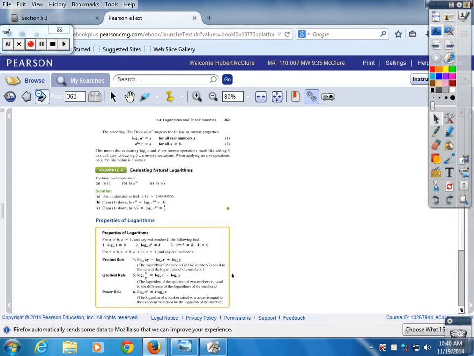Properties of logarithms. There they are right there. And you need to make these notes right here. These are numerical rules. Write those down. There are 1, 2, and 3. Write those down, and we'll do an example here on the next page.